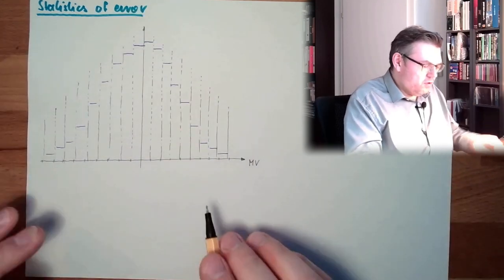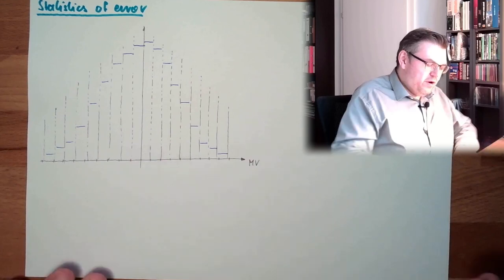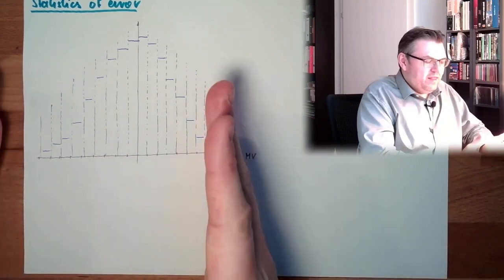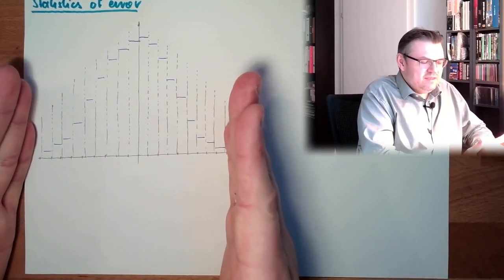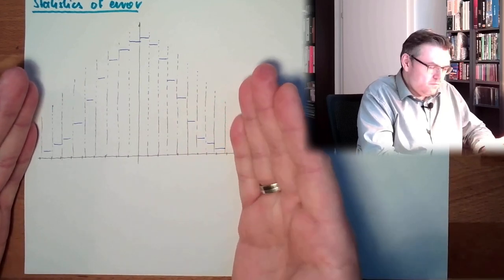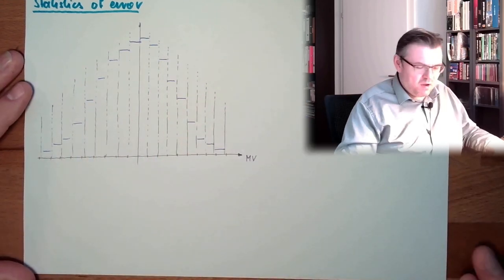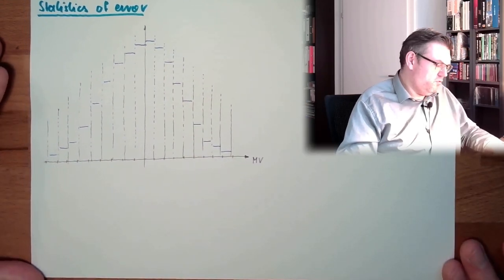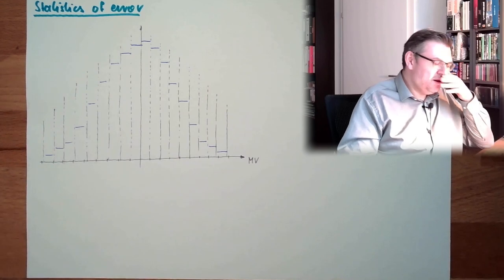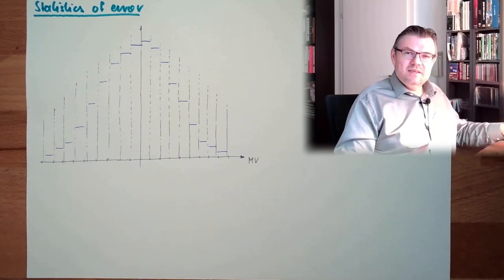Of course, the further away from the average value, the fewer elements I would get. Okay, clear. And out of this distribution, I can tell somehow how good the measurement is, or whether this is okay. So let's talk about these statistic values.